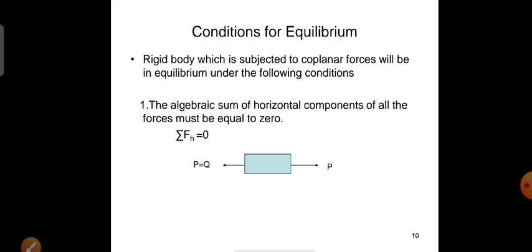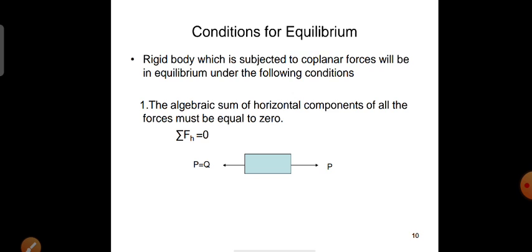So, conditions for equilibrium. A rigid body which is subjected to coplanar forces will be in equilibrium under the following conditions. The first condition is that the algebraic sum of horizontal components of all the forces must be equal to 0.